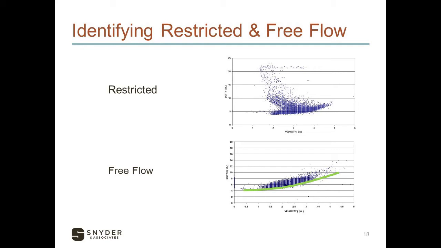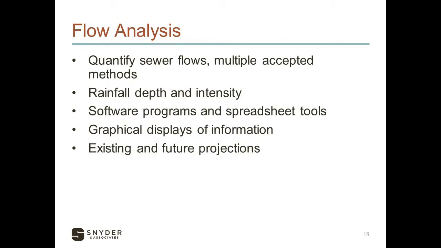The graph at the top is representative of a restricted flow, so you're getting a lot of inconsistencies with velocity and depth. And so there's surcharge in there, and the velocity is just going all over the place. You can see there's really no trend line on the bottom. You get a free flow. This is good data. You can see that pretty consistent trend line as the velocity increases, our depth increases within that metered sewer shed.